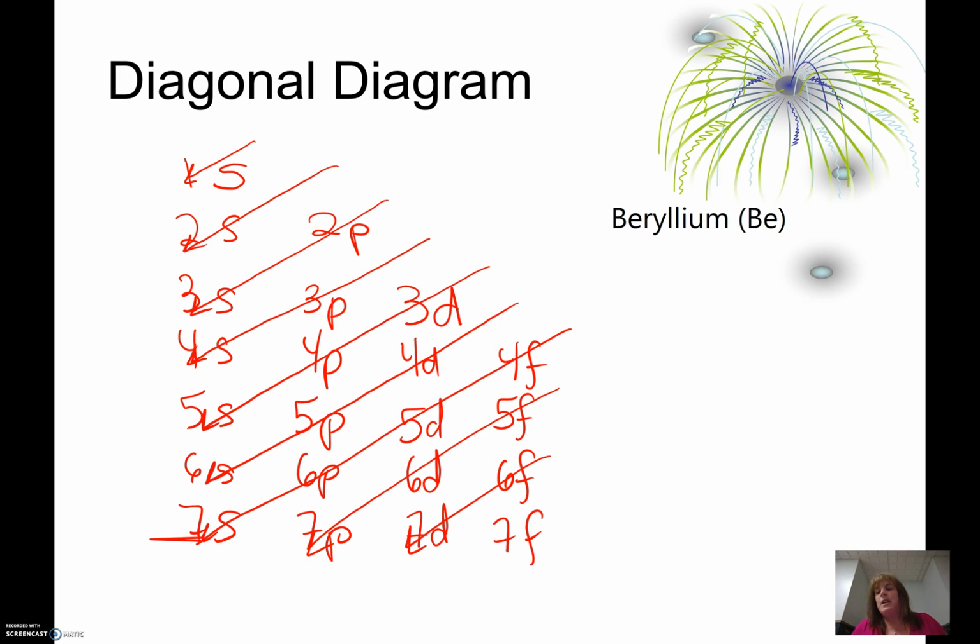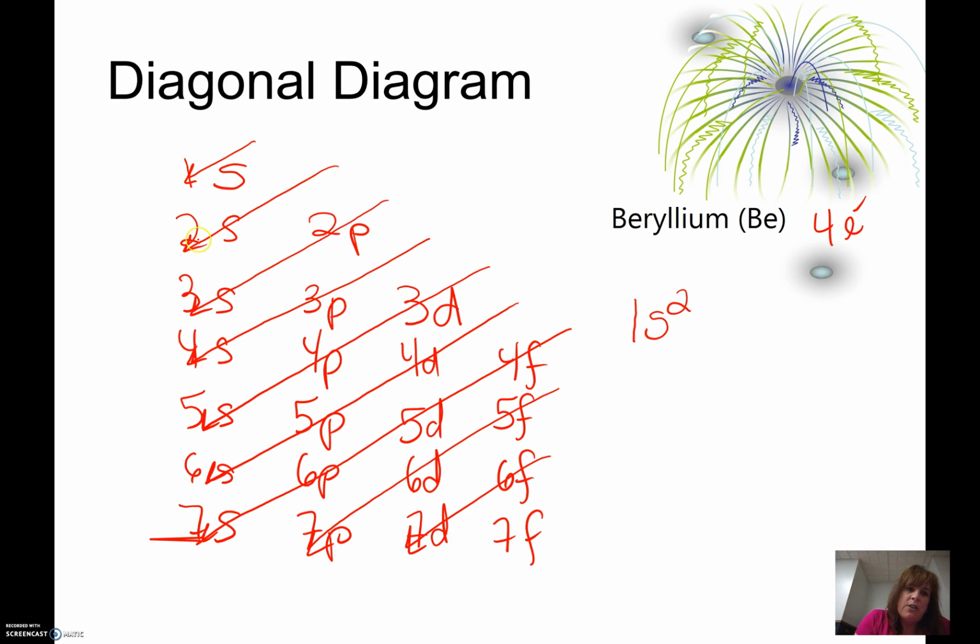Let's start with beryllium. If you find beryllium on your periodic table, you'll see that it's over here. Its atomic number is 4, which means it has 4 electrons. Remember we start at the lowest energy level, so I guess it's the top of our diagram. We're going to start at 1s. So I'm going to write down 1, that's the energy level. S is the sublevel. And remember, an s can hold 2 electrons, and I have 4, so we're going to put 2 in here. Once I put 2 in there, it's full. It can't take any more, so we need to go to the next level.